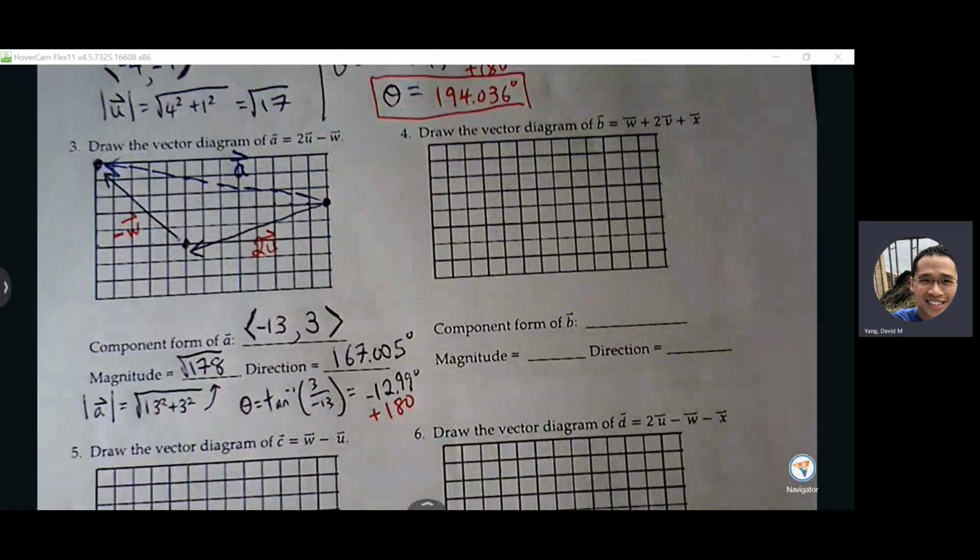Okay, number 4, draw the vector diagram. So now this is a bit more complicated because I got to create 3 separate vectors, but then ultimately my resultant vector is, where do I start? Where do I end? Draw a line between those 2 points and then just draw an arrow towards your destination.